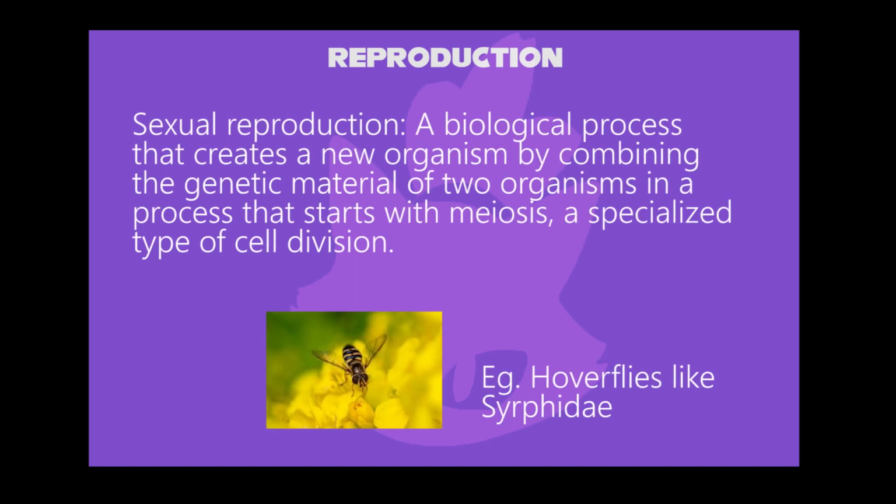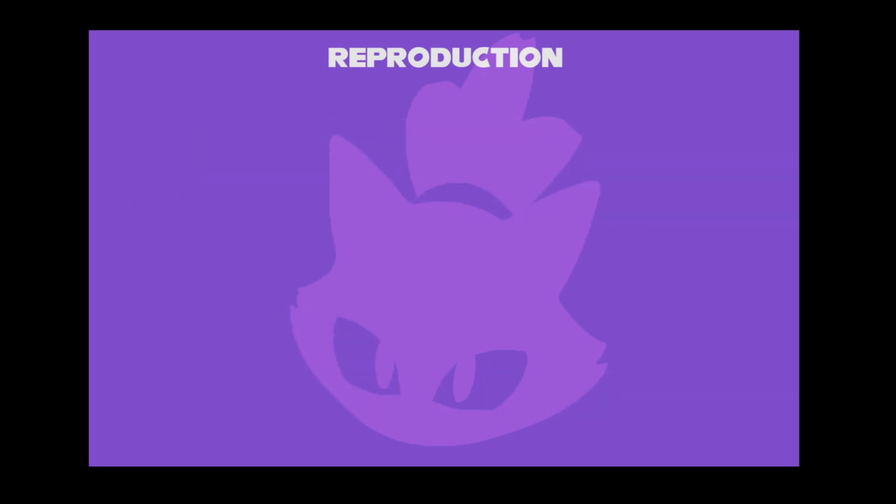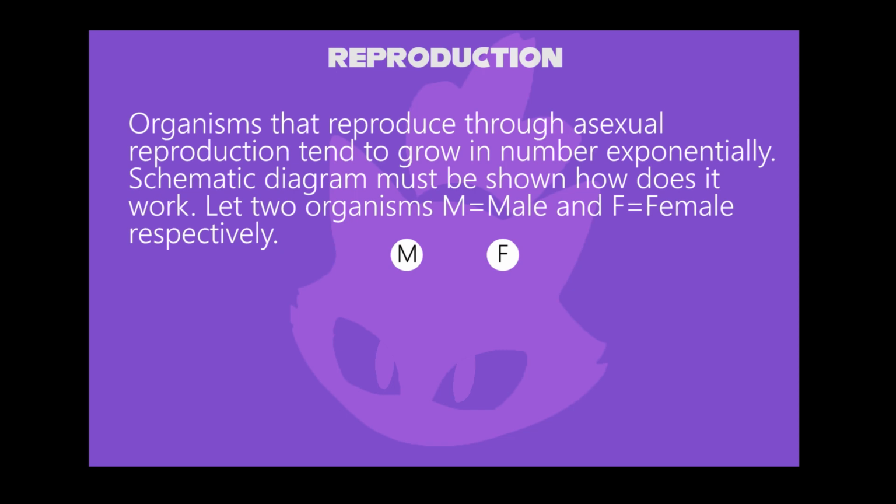On the other hand, sexual reproduction is a biological process that creates a new organism by combining the genetic material of two organisms in a process that starts with meiosis, a specialized type of cell division. Now, organisms that reproduce through asexual reproduction tend to grow in number exponentially. But the large amount of variation in their genes makes them less susceptible to disease.